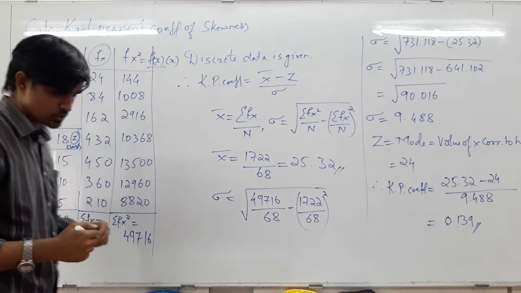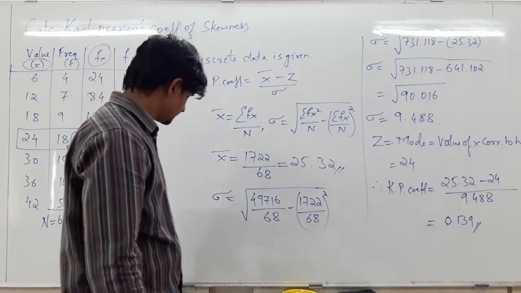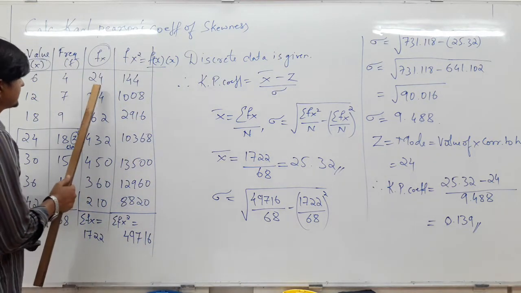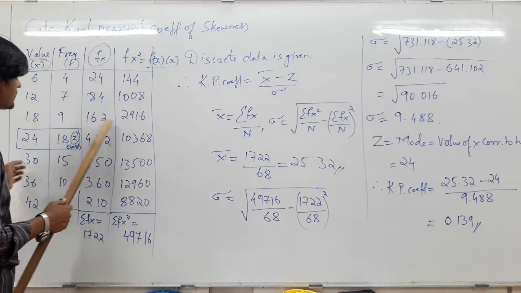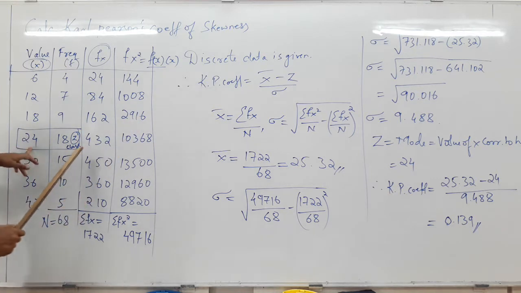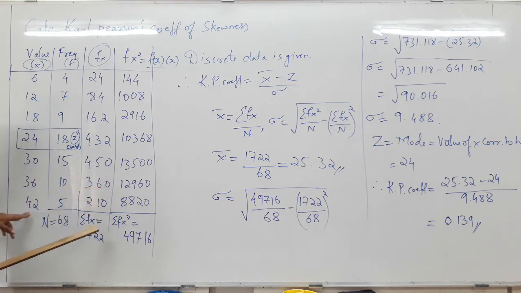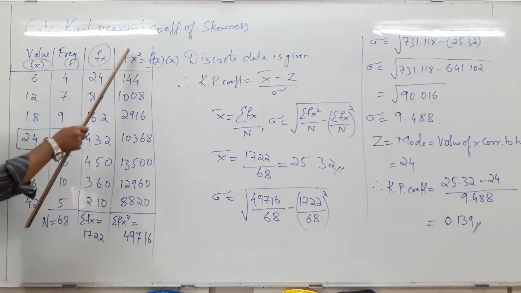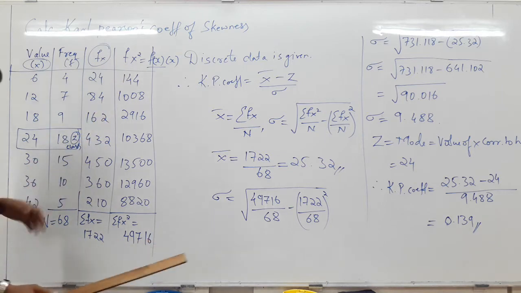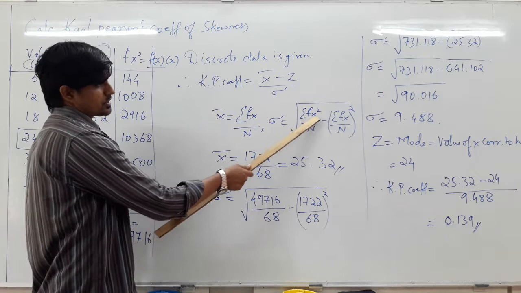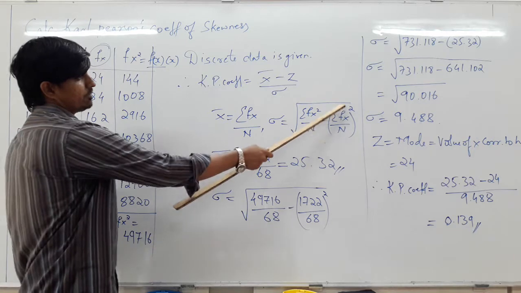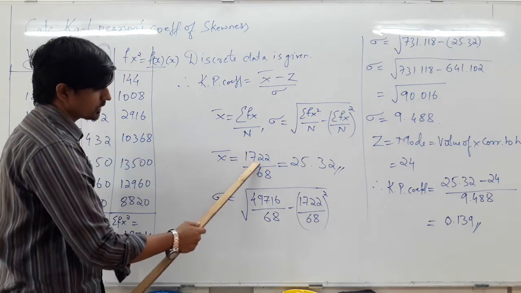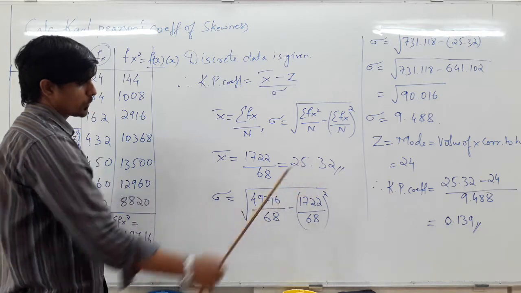So as I said, 24 into 6 is 144, 84 into 12 is 1008, 162 into 18 is 2916, 24 into 4 is 32, 30 into 15 is 450, 36 into 10 is 360, and 42 into 5 is 210. Add all this, you get 49716. Substitute that here. Summation fx square, 49716 divided by n value, 68, minus fx by n whole square. Fx value we have calculated here, 1722 divided by 68 whole square.